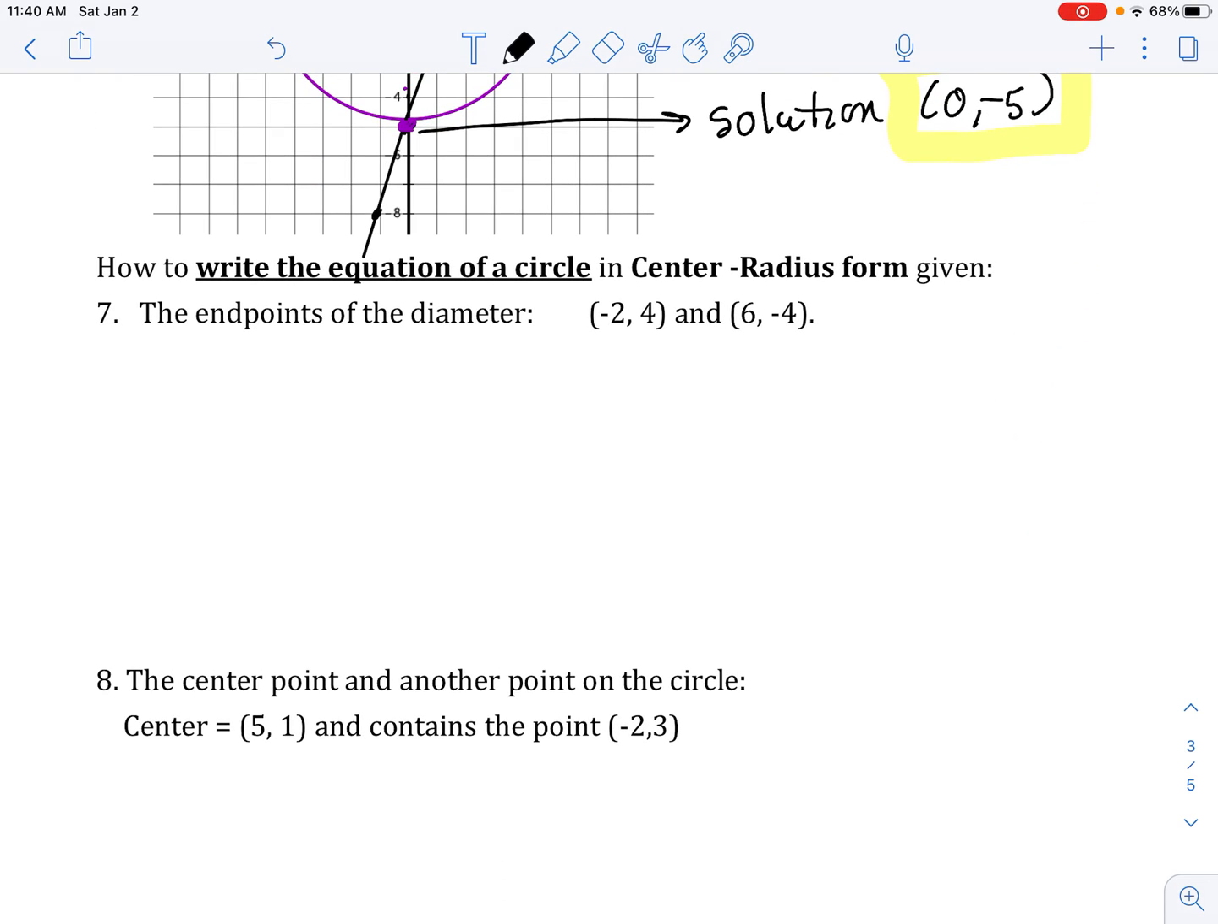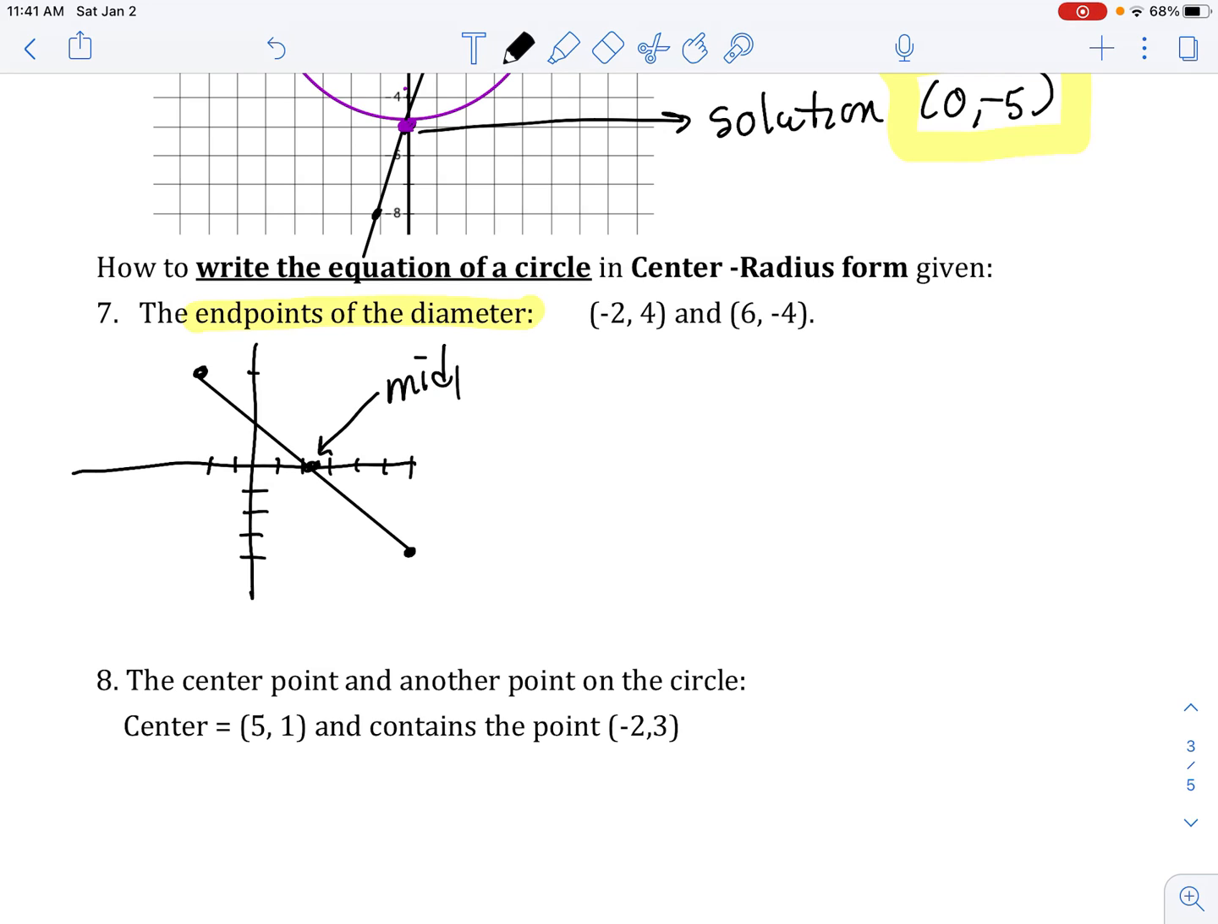All right, last two questions. How to write the equation of a circle in center-radius form given two types of criteria. So the first type of criteria we're given is the endpoints of the diameter. So if we do a quick little sketch, we don't have to have a perfect sketch. (-2, 4) and (6, -4). 1, 2, 3, 4, 5, 6, 1, 2, 3, 4. And we draw a segment, right? Looks to me like halfway through is the midpoint.